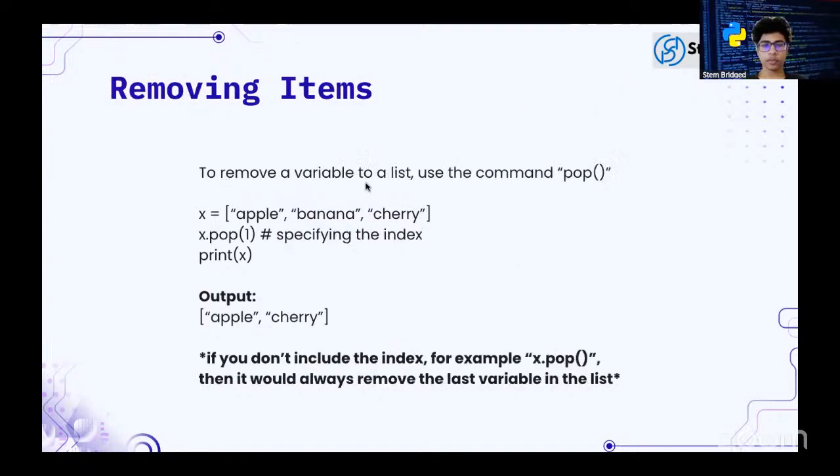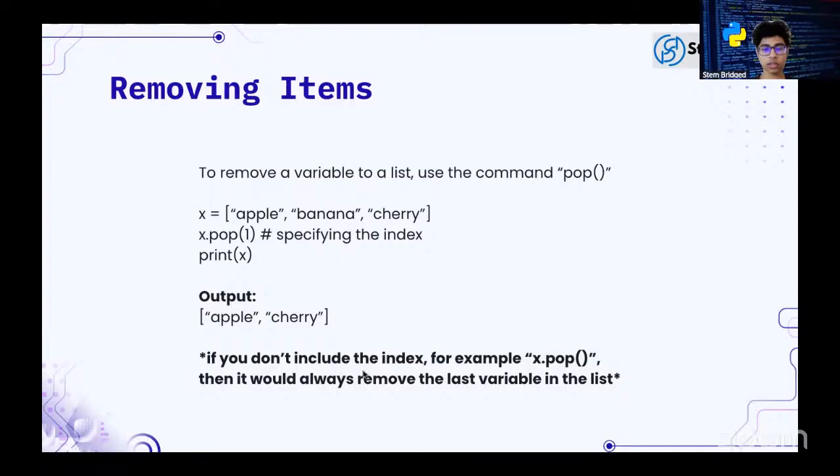To remove a variable from a list, you use the command pop. So pop will remove the variable from the list. For example, x is equal to apple, banana, cherry, x dot pop 1, the index. So again, you start from 0, 1, 2. The first index, which is banana, it will remove that. Dot pop removes it. So the output would be apple and cherry. It removed the banana.